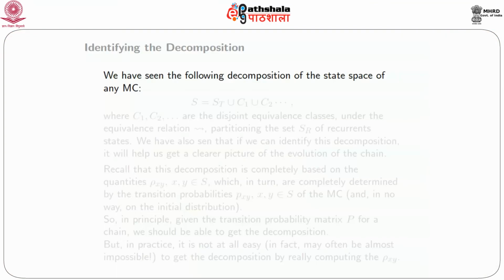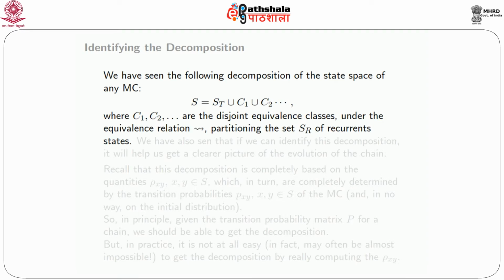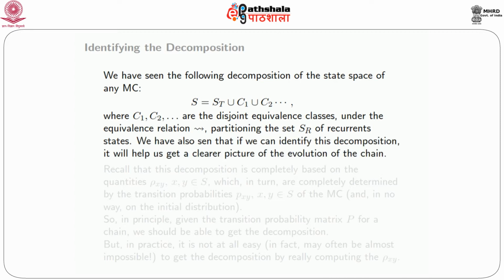Okay, we have seen this decomposition of the state space for any Markov chain, namely, S is the union of transient states, ST, and then the recurrent states are decomposed into closed irreducible classes, C1, C2, etc. We've also seen that if we can identify this decomposition, then it will help us to get a clearer picture of the evolution of the chain. Now, the question is, how do we get this decomposition?